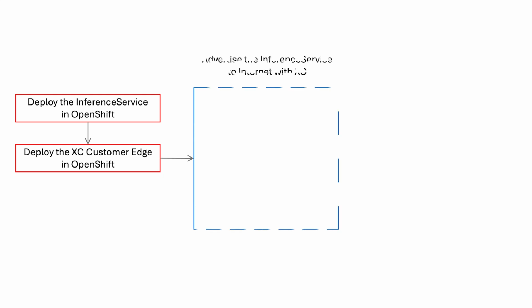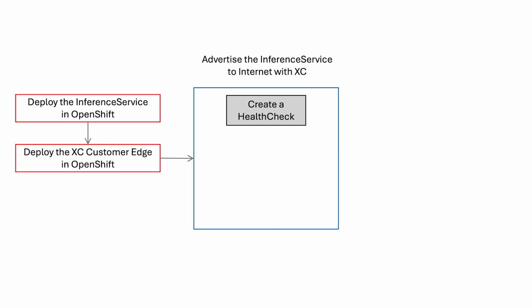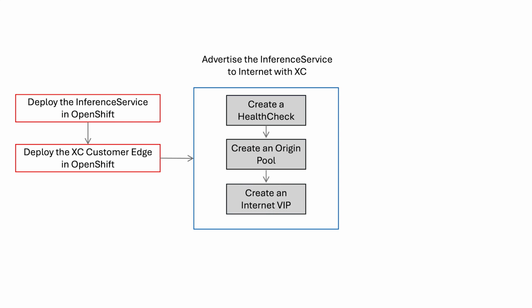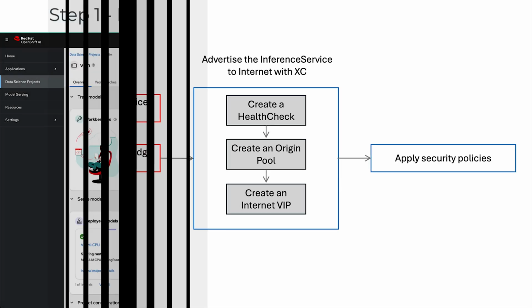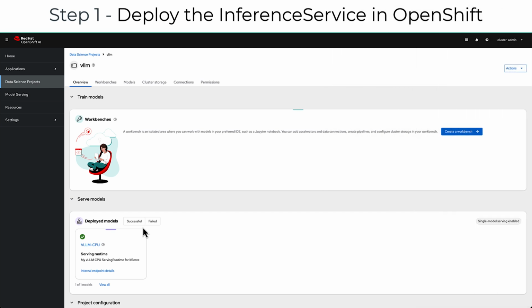The next step is to configure the advertisement in Distributed Cloud. For this, first we will define a health check for the AI model. Then, the origin pool with the internal endpoint we took previously, and finally, we will create the VIP for the internet advertisement. At this point, we can finish refining the configuration by adding security controls. Let's see this in action.